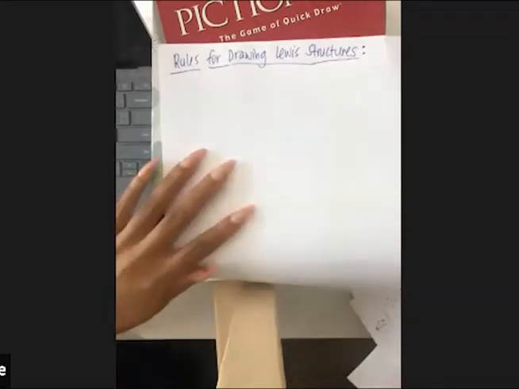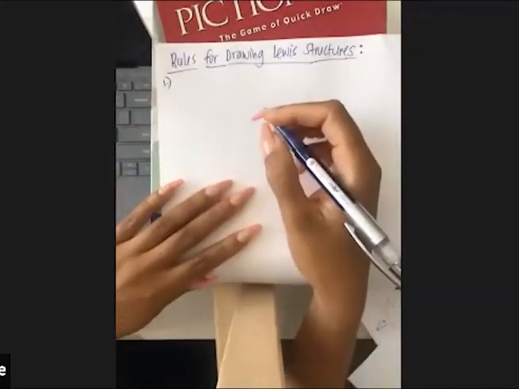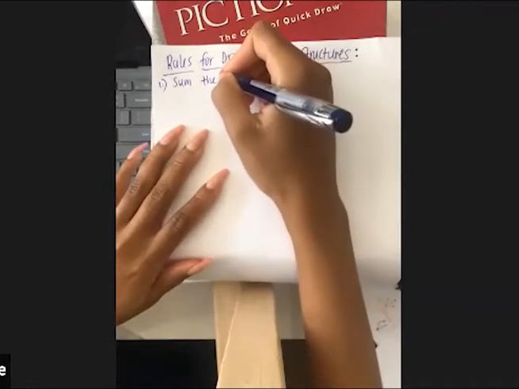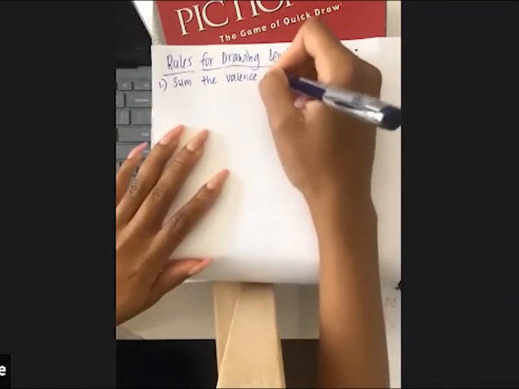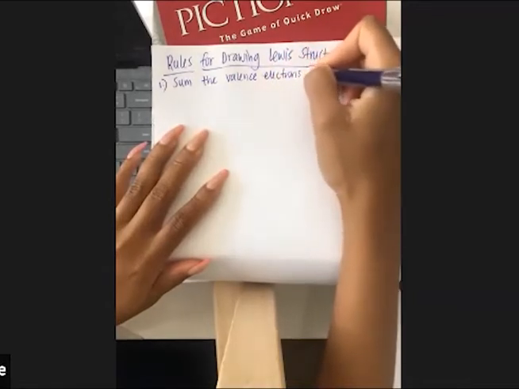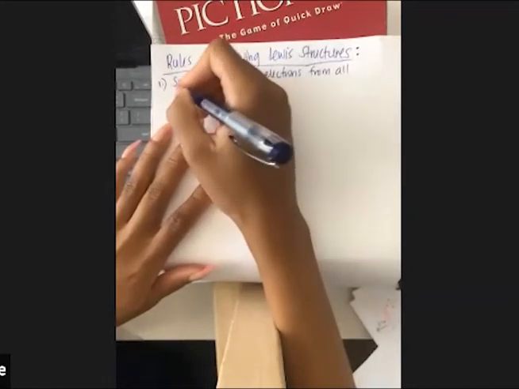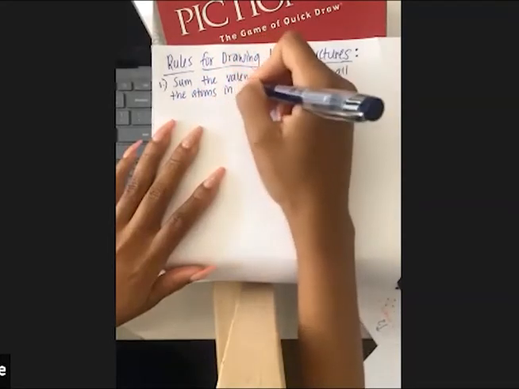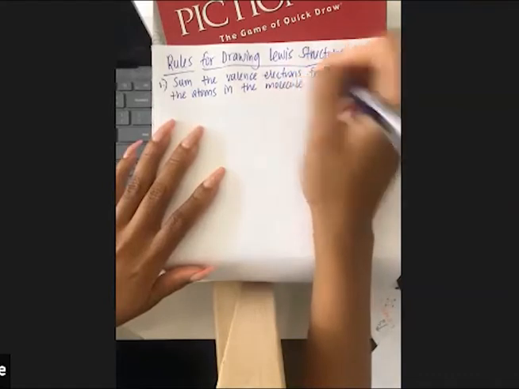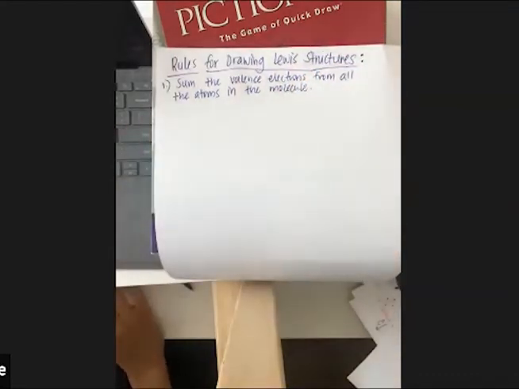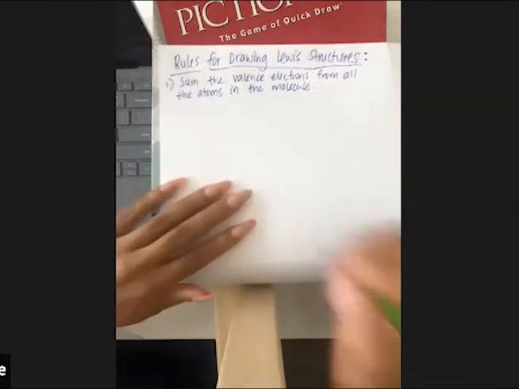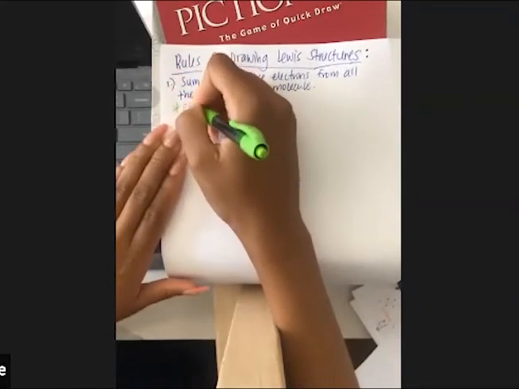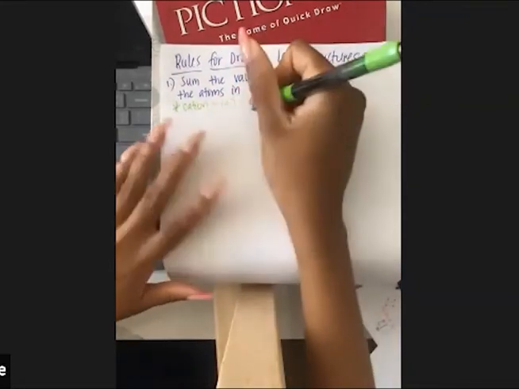All right, first step. And I'm just gonna give an example as I go through. First step says sum the valence electrons from all the atoms in the molecule. All right, I'm gonna put a star here that says, if you have a cation, remember if you have a positive charge, that means you gotta subtract.